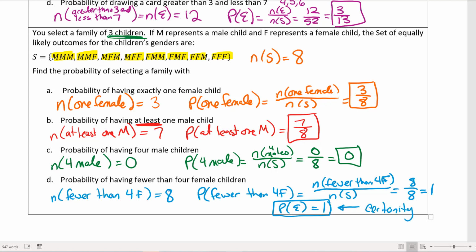If you have a probability of 0, this is an impossibility. There's no way that you can have 4 male children if you're only picking from a family of 3. But if you're asking about less than 4 female children, that's a certainty. You know that's going to happen because you're only picking from a family of 3.